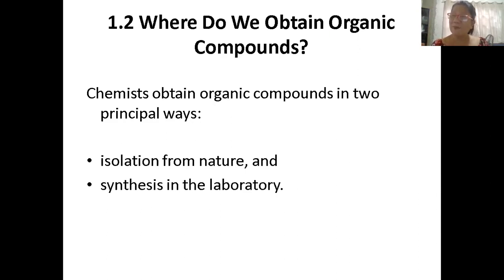Insulin was originally taken from the pancreas of the pig. But later, they looked into the formula and discovered that it could be made in the laboratory using an analog. So there are two ways of obtaining organic compounds: isolation from nature, but the problem is it easily runs out. So it is synthesized in the laboratory so there will be more of it, a mass production.